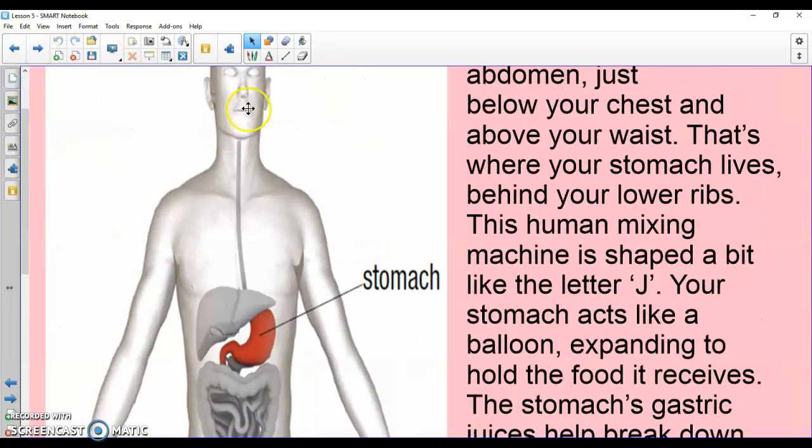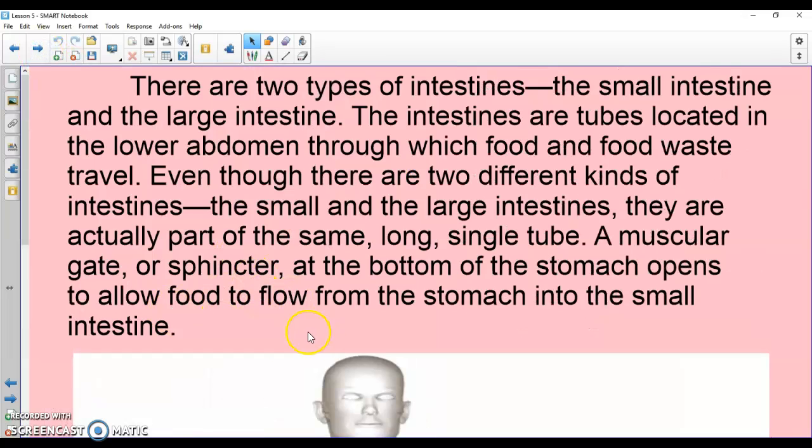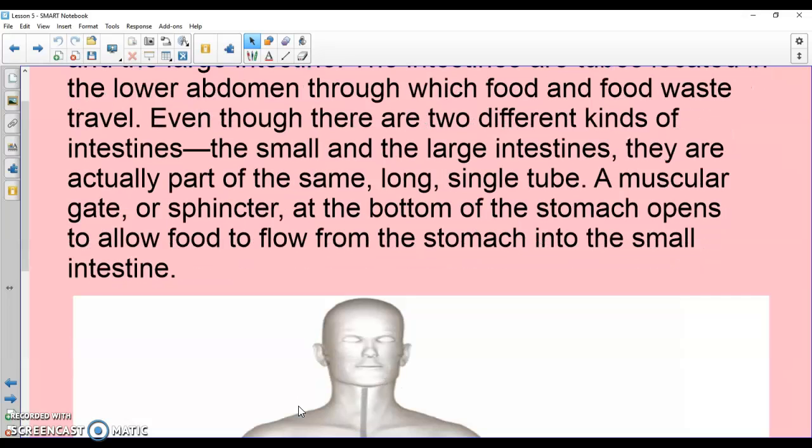So remember, it starts in your mouth, this is your esophagus, goes into your stomach, and now we're going to talk about the small intestines, which are right here. There are 2 types of intestines, the small intestine and the large intestine. The intestines are tubes located in the lower abdomen through which food and food waste travel. Even though there are 2 different kinds of intestines, the small and the large intestines, they are actually part of the same long single tube.